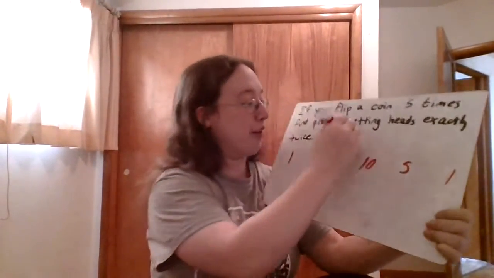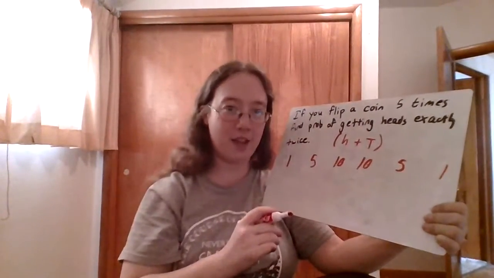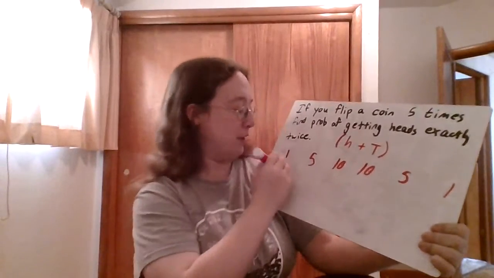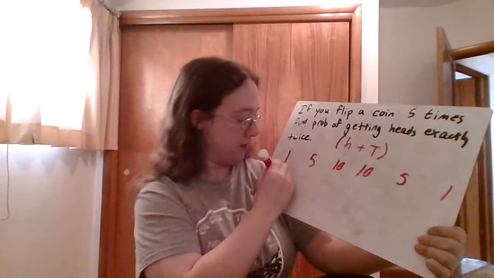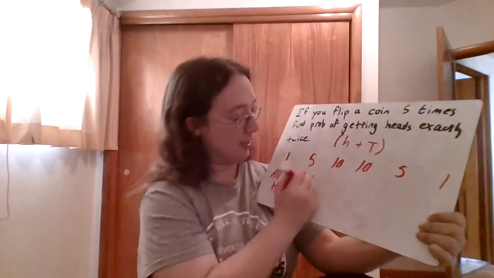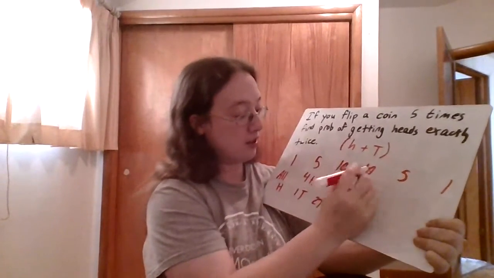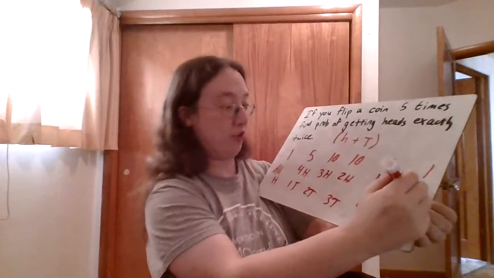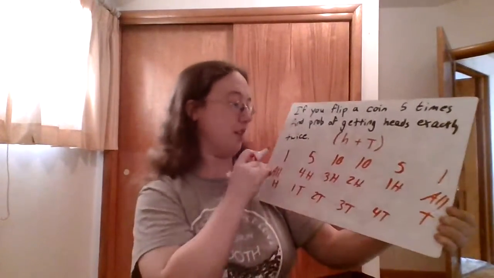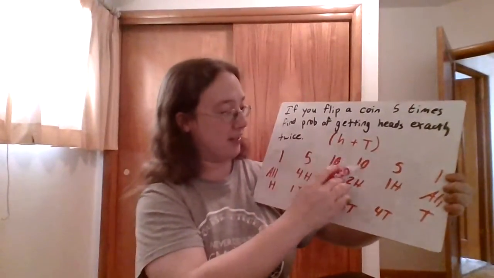And if we say we're expanding H and T for heads and tails, what this actually gives you is the probability of getting all heads, and 4 heads and 1 tail, 3 heads and 2 tails, 2 heads and 3 tails, 1 head and 4 tails, and all tails. So if you find all of your possibilities, you've got 1, 5, 10, 10, 5, and 1.